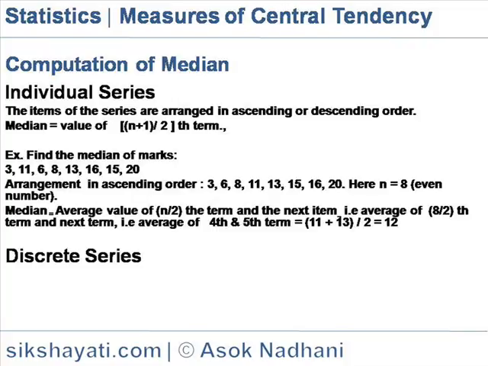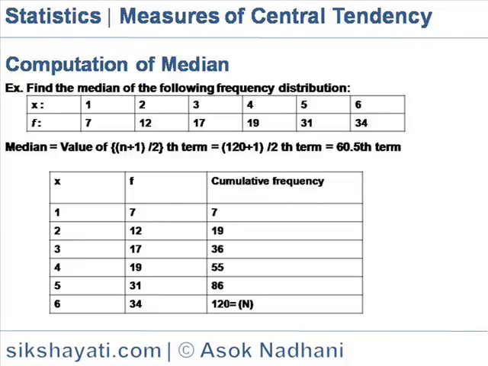Simple frequency distribution. Cumulative frequency is calculated. Now the value of the variable corresponding to the cumulative frequency (n plus 1) by 2 gives the median, where n is the total frequency. Computation of median. This is demonstrated by the following example.